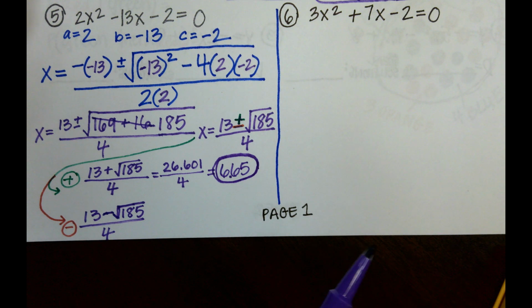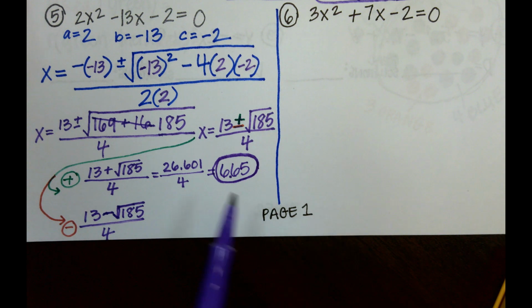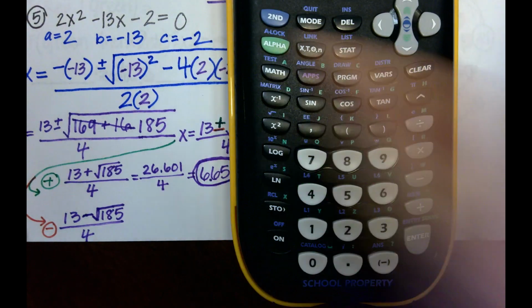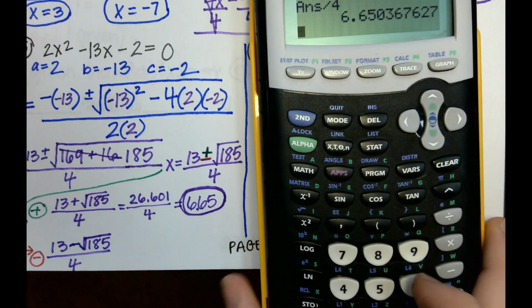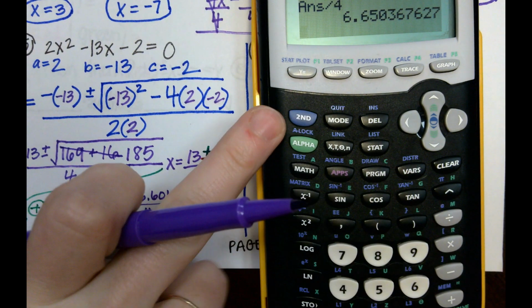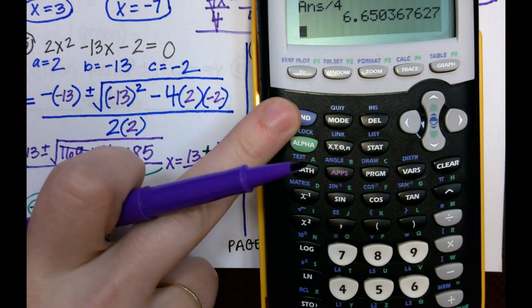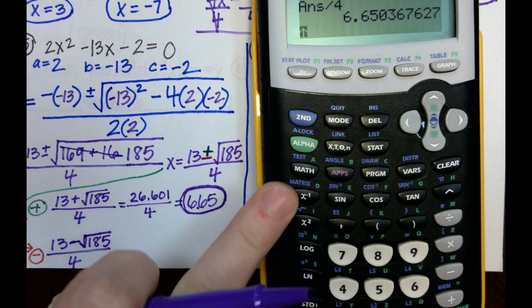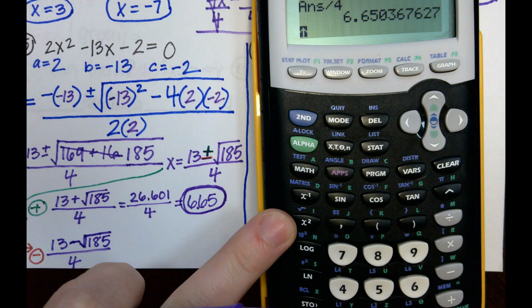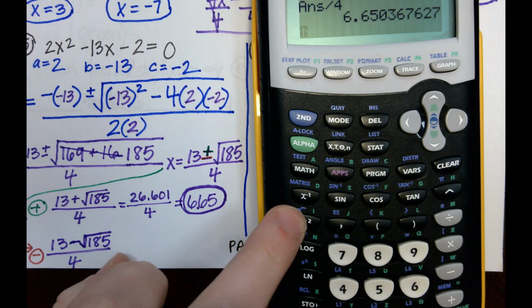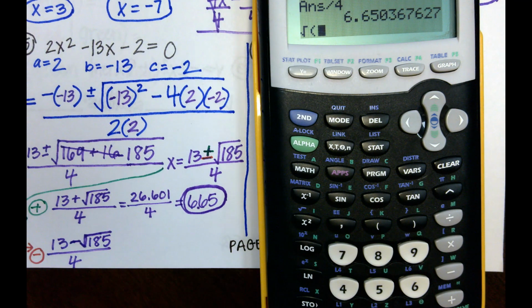Is anybody confused? How do you get the square root on the calculator again? Excellent question. So how do you get the square root on your calculator? You're going to hit the second button, that blue button at the top left-hand corner, and you're going to go down, I think 4 buttons where it says x squared. Click that. There's your square root.